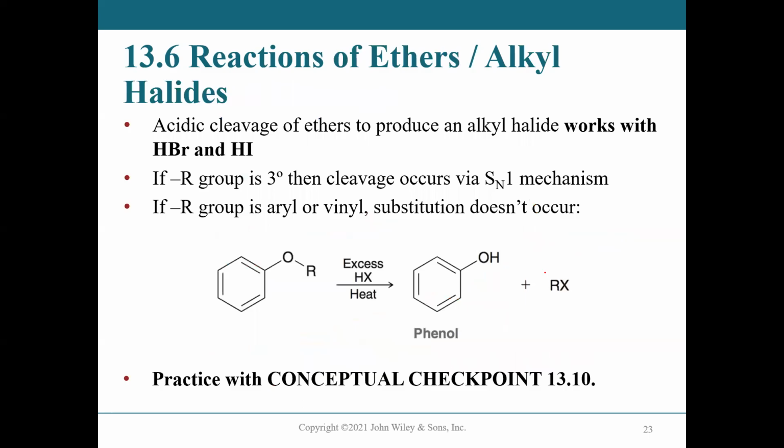It says acidic cleavage of ethers to produce an alkyl halide works with HBr and HI. If the R group is tertiary, then cleavage occurs via SN1. Well, then that means it's stepwise. If the R group is aryl or vinyl, substitution doesn't occur at all.